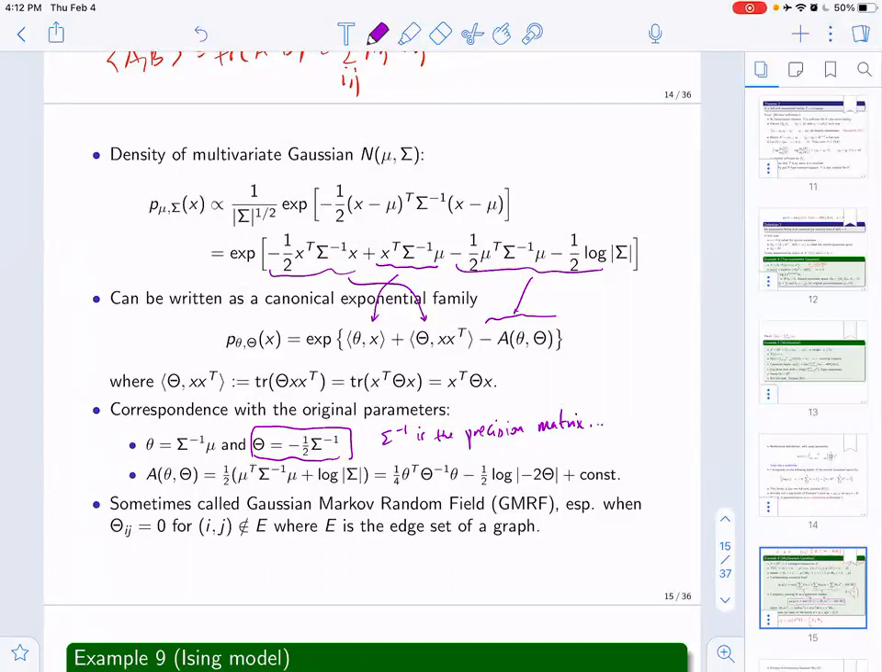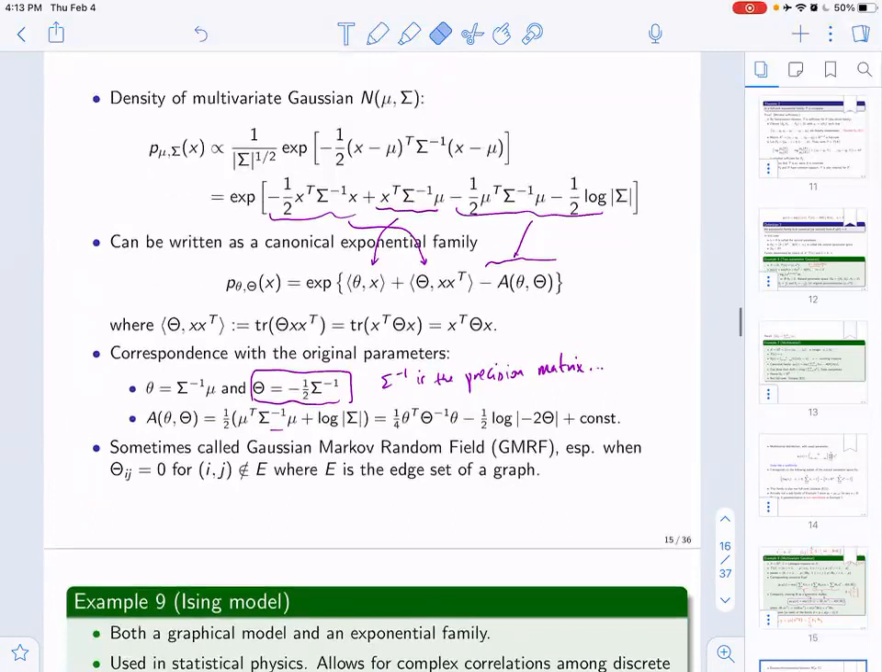And A(theta), you can write it in terms of sigma and mu, and you can rewrite it in terms of the canonical parameters. Okay, so that's the form of the A. And then by comparing these, you can figure out what the natural parameter space is. So the natural parameter space is the set of all little theta and capital theta such that A(theta) is finite.